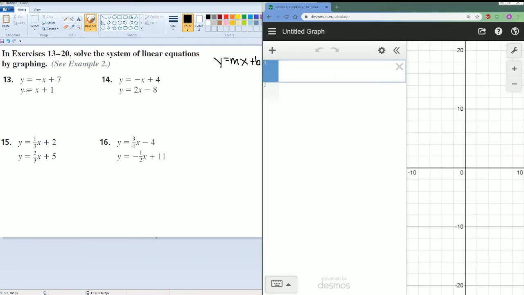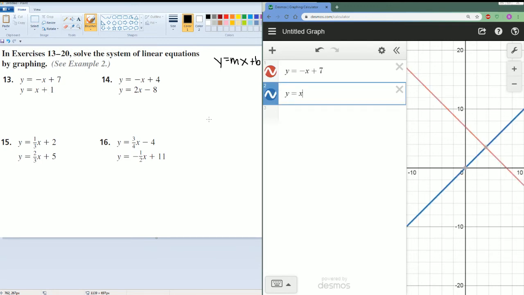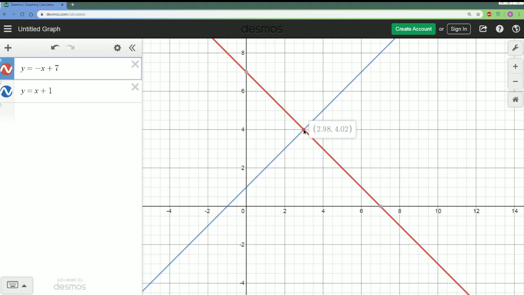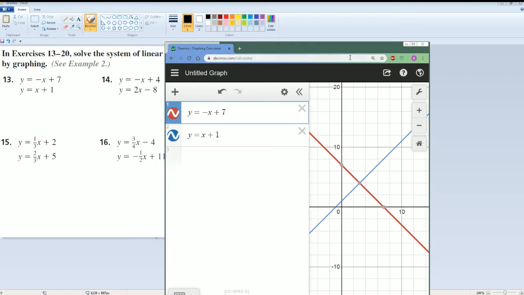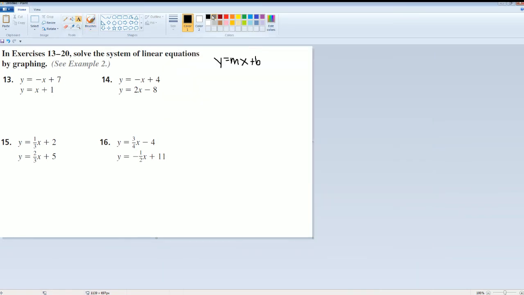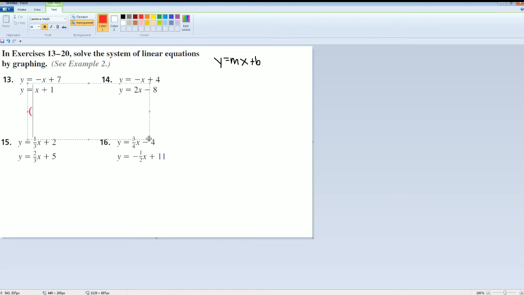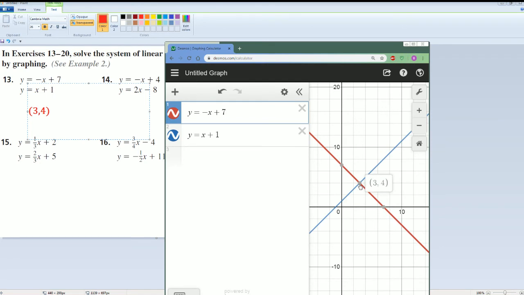All right, so I'm going to write in the first equation, y equals negative x plus 7. Hit enter. y equals x plus 1. Okay, we would say this is number 13. The intersection, it looks like it's right there at 3, comma 4. Okay, this would be to what number? Number 13. It is 3, comma 4. So I can write it right here for you. It's 3, comma 4.